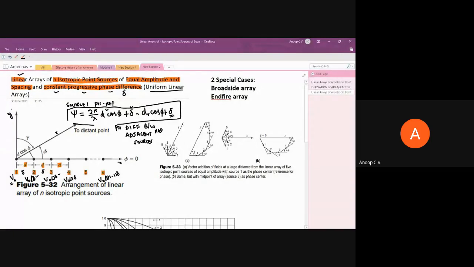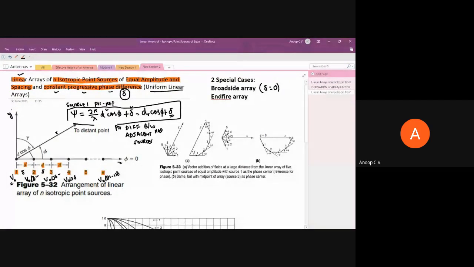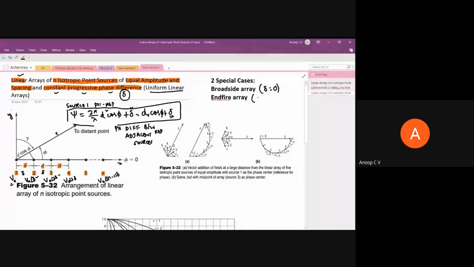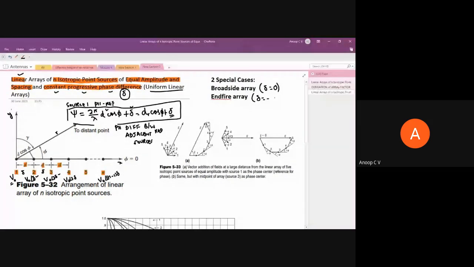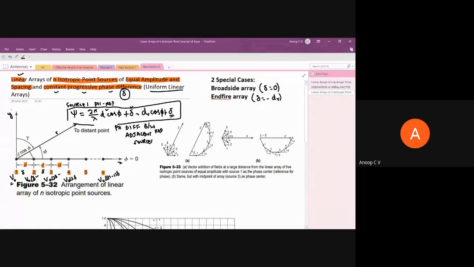And depending upon this phase difference between excitations, we can have two special cases. One is called broadside array, if delta is equal to a constant that is equal to 0. And the end-fire array, we'll see later: if delta is equal to minus dr, that will give us the end-fire array. We will see at the end what actually that is, right?